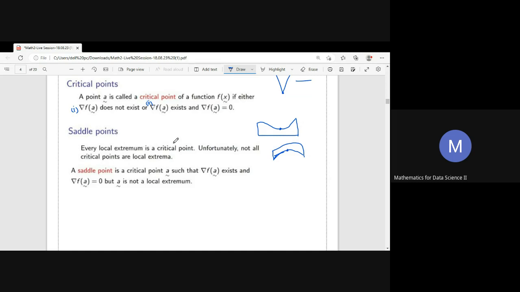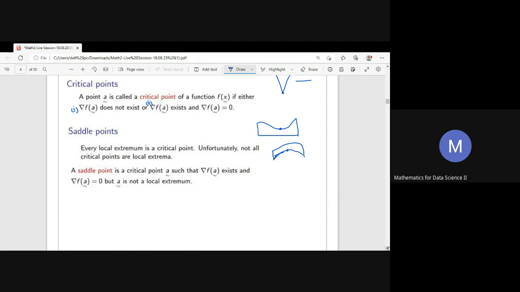So every local extremum is a critical point, but not all critical points are local extrema. A saddle point is a critical point such that del f of a tilde exists and del f of a tilde equals 0, but a tilde is not a local extremum. Basically, it's a critical point where there is no minimum and no maximum. Exactly. So such points are called saddle points.